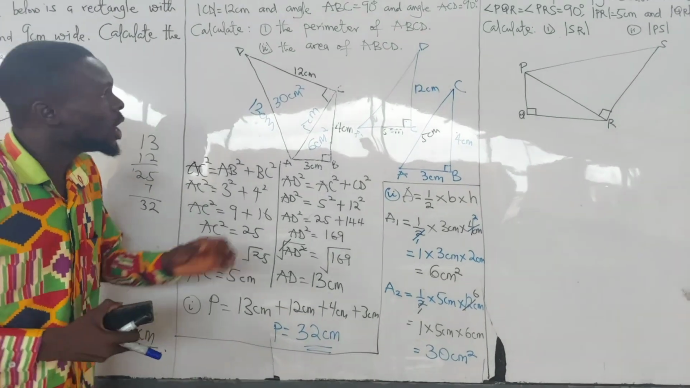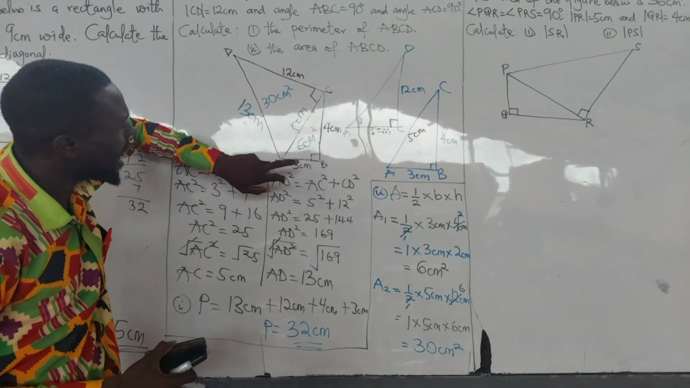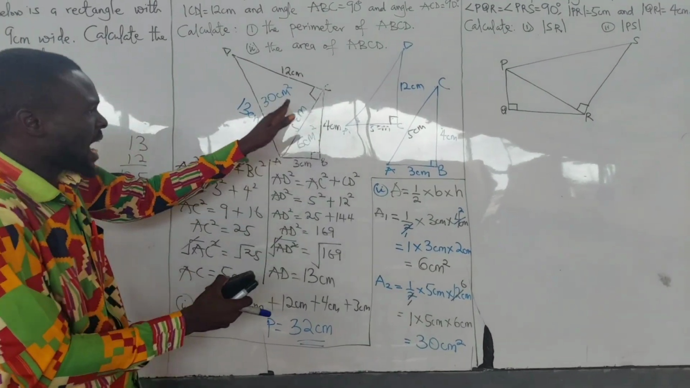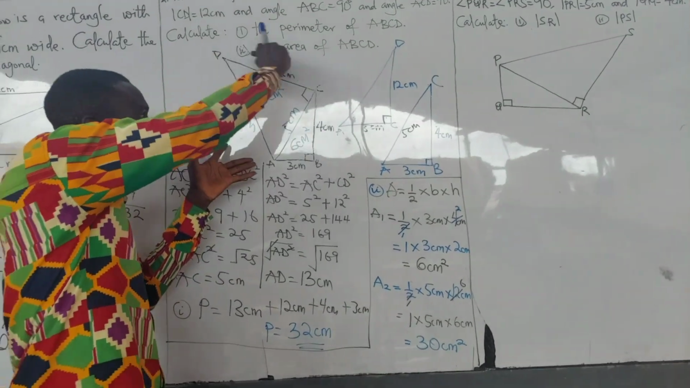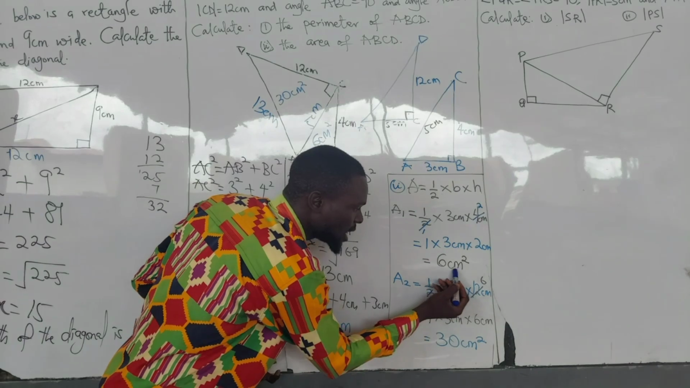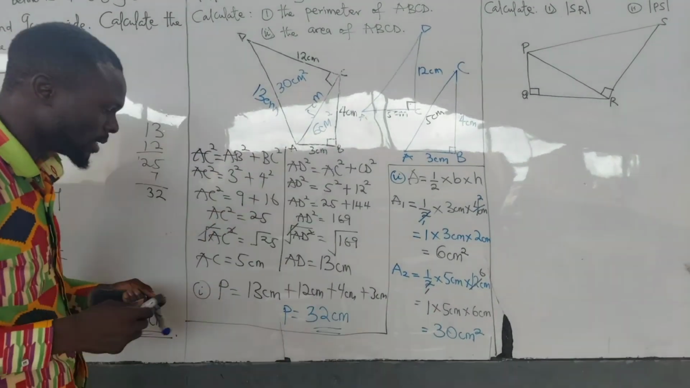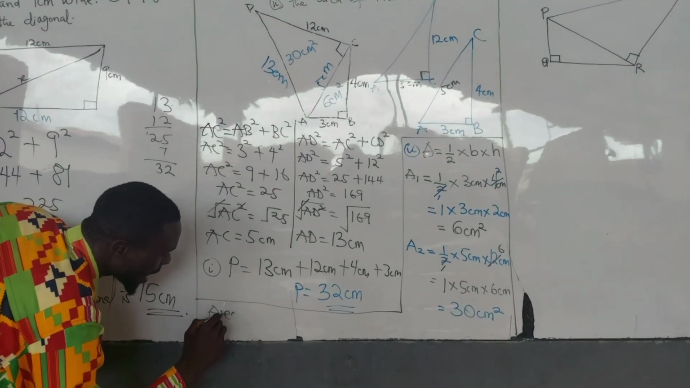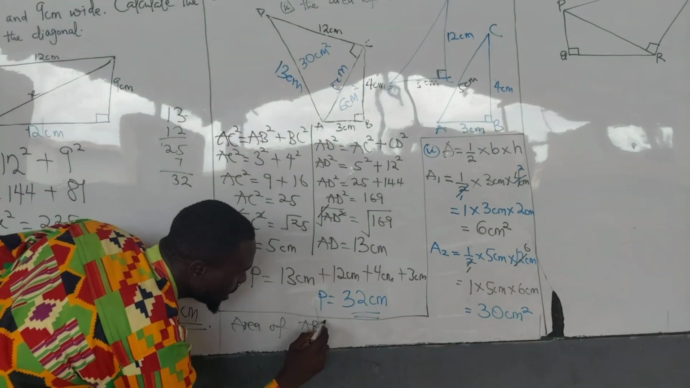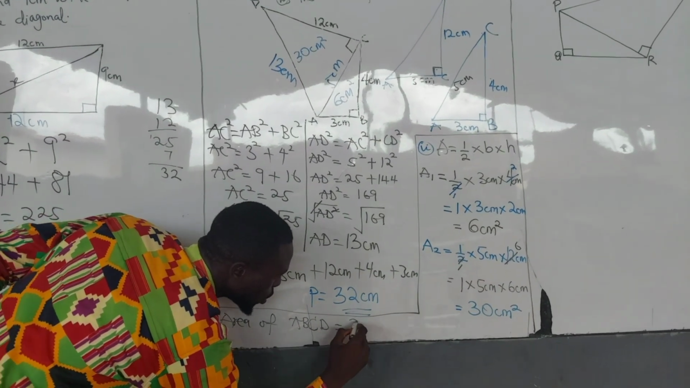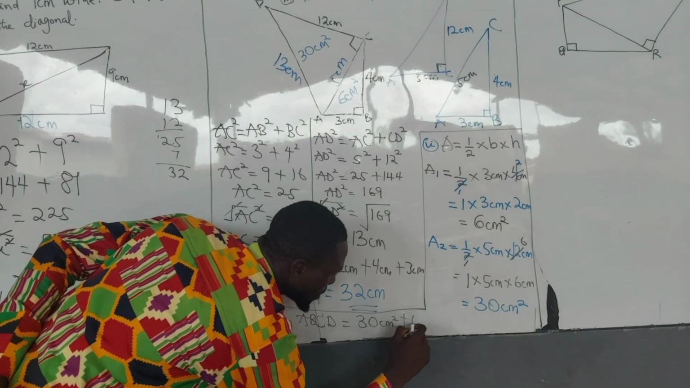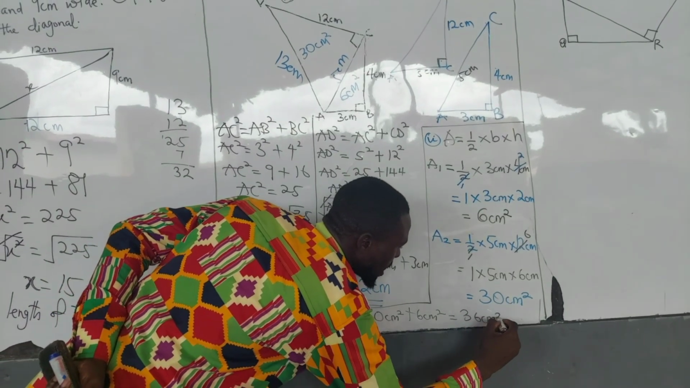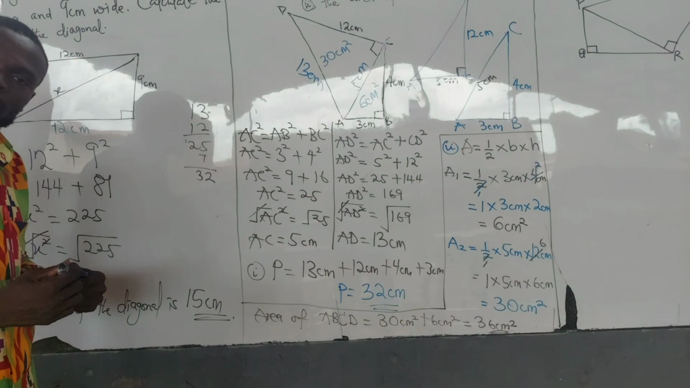What are we calculating for? They say you should calculate the area of ABCD, meaning everything here. So if I know the area of this and I know the area of this, then the area of this whole figure is going to be 6 centimeters squared plus 30 centimeters squared. So we continue here and say area of ABCD is equal to 30 centimeters squared plus 6 centimeters squared, and this is equal to 36 centimeters squared. And that is our answer for this.